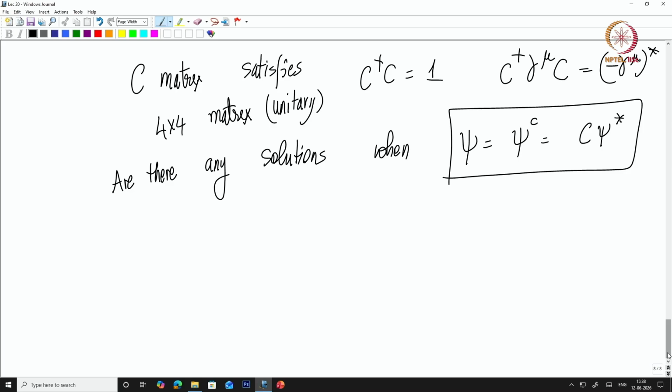Okay. Now, let us look at the condition that, let psi c, it can be shown, actually it can be shown psi c also satisfies the Dirac equation.